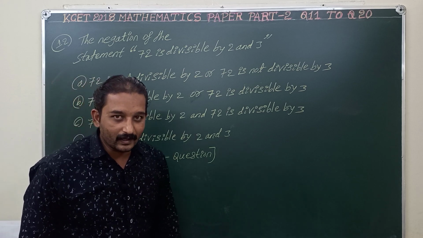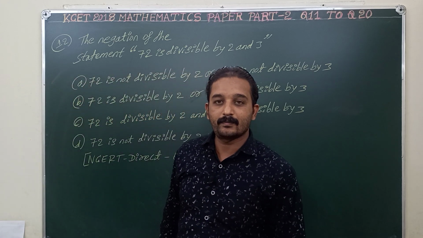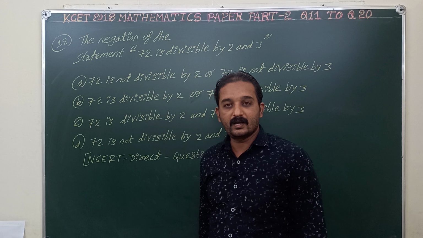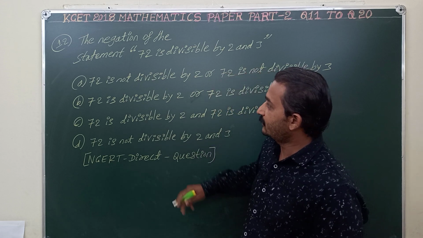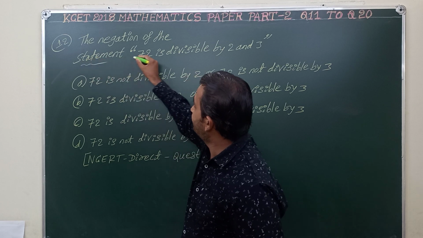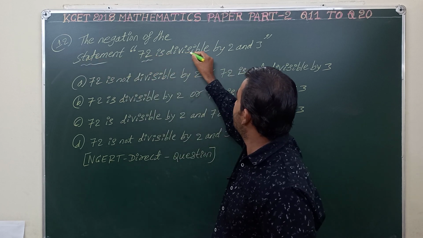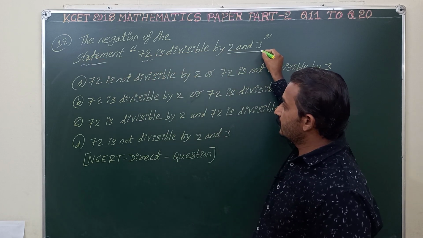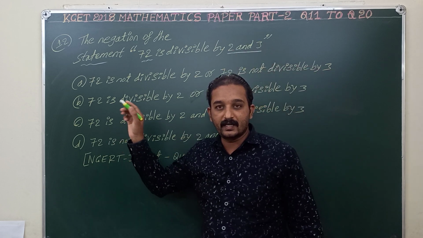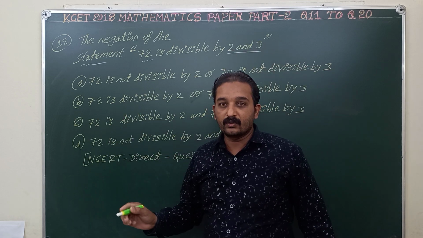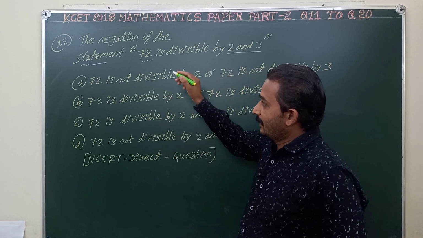Question number 12. This question is based on the chapter mathematical reasoning, which belongs to the first year. So let us see the question. The negation of the statement: we have to find out the negation of the statement, 72 is divisible by 2 and 3. Usually they ask one question on this chapter in KCET every year without fail. So let us take this question.